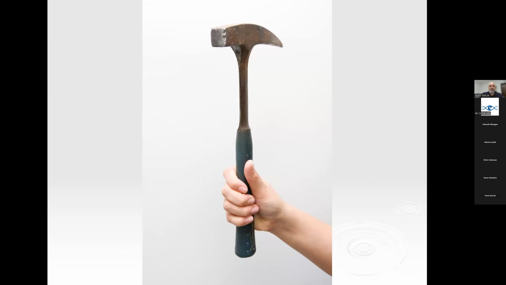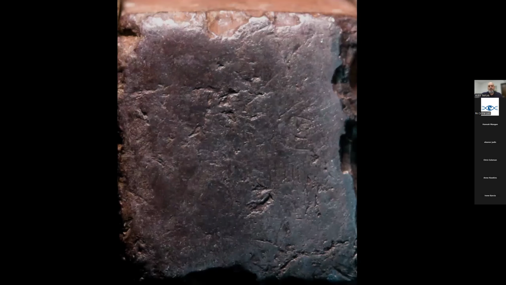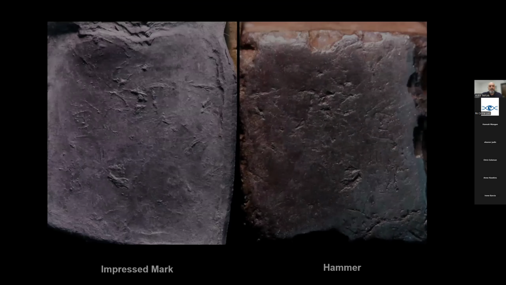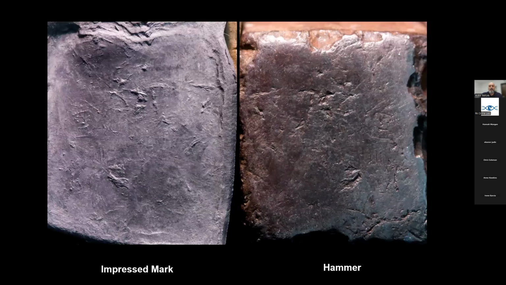So here's a not so typical hammer. Usually hammers have round heads, but this is one with a square head, and it's probably one of the ugliest hammers you'll ever see in your life. This is what the working surface of the hammer looks like. This is the impression of what that hammer leaves into a softer material, and I'll go into details about this later.